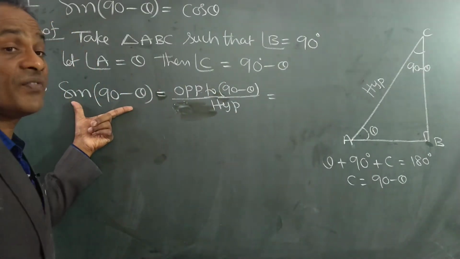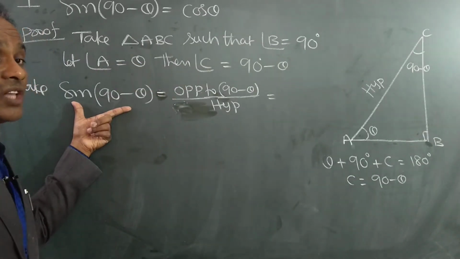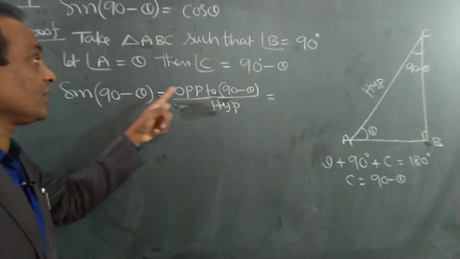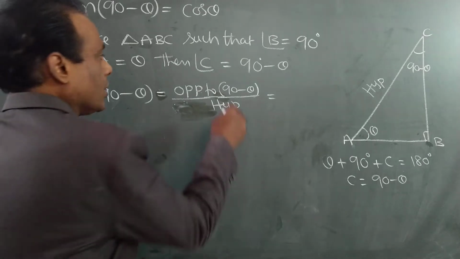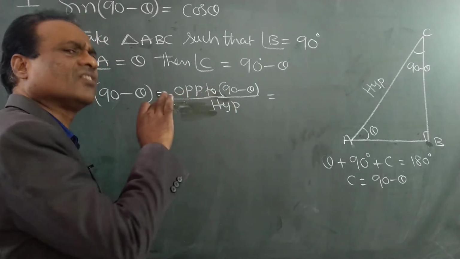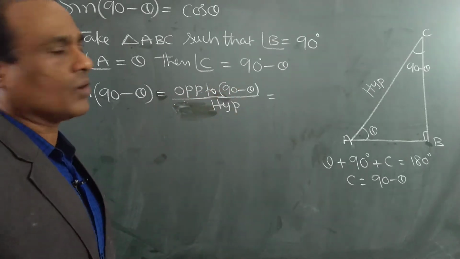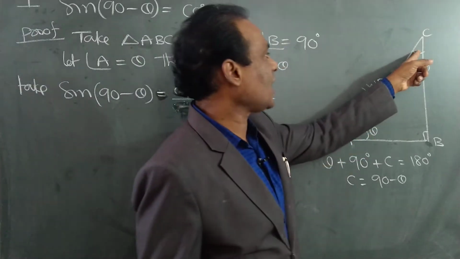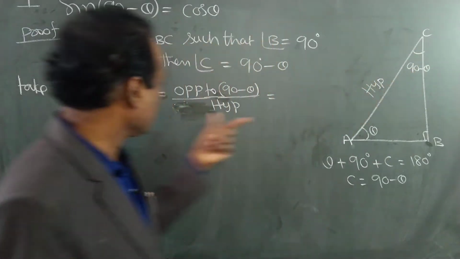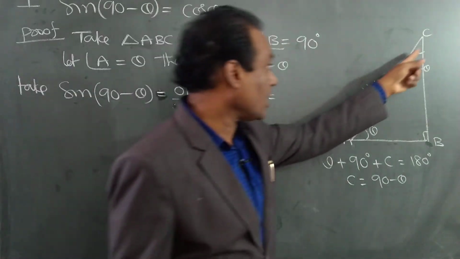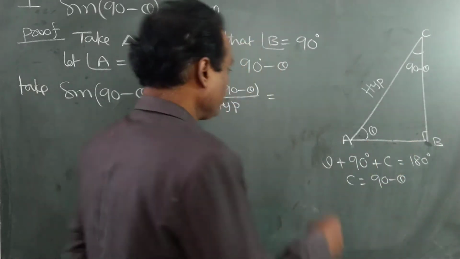So what is the sine definition? See the sine definition. The sine definition is opposite by hypotenuse. Instead of writing simply opposite, opposite to what? This angle. Now see the figure. I am taking this angle. What is the opposite side? AB.